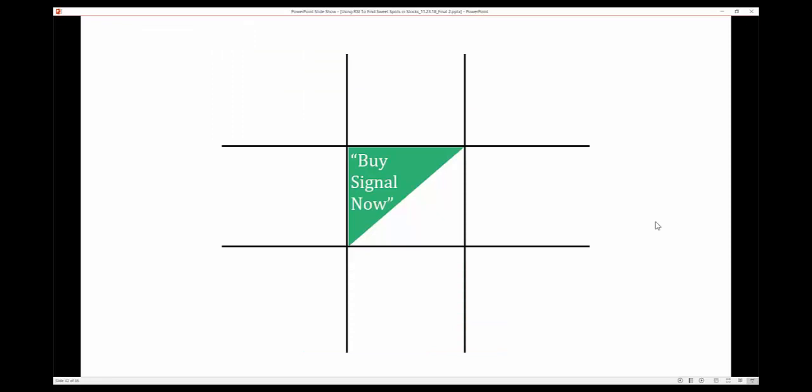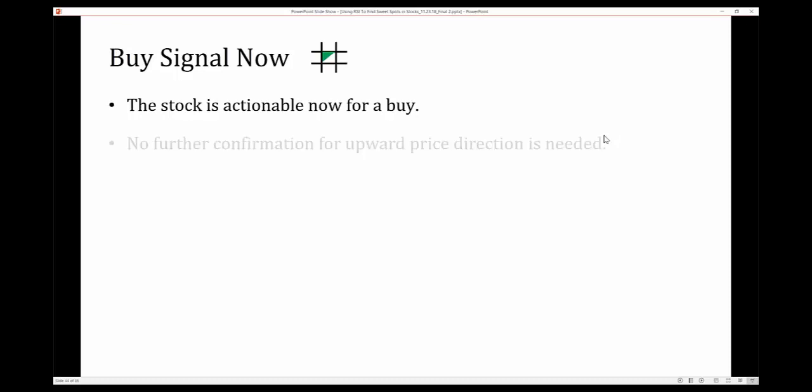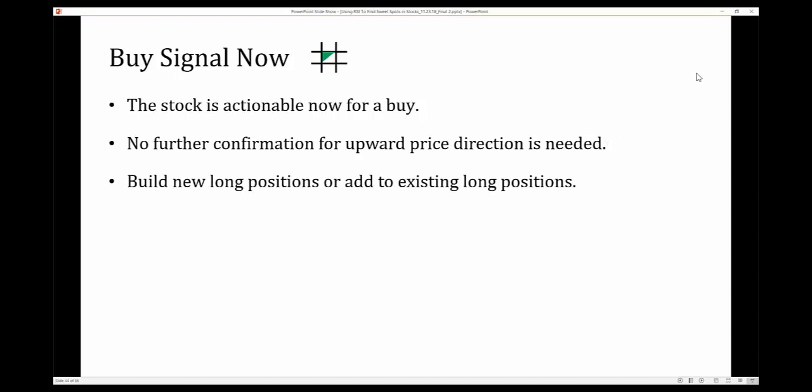So let's just take away all the extra and focus on the top left of the center square. That is the buy signal now category. Well, that's just 3 words. What does that mean? Here's what it is. Okay, I have a little mini version of it here to keep your perspective. When I put a ticker in the buy signal now category, it means it is actionable now for a buy. It is not requiring further confirmation. Okay, upward price direction has been established.